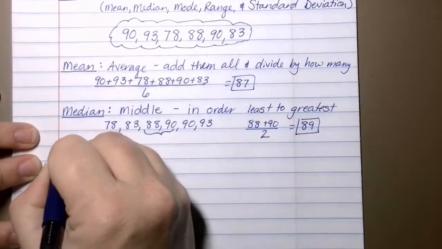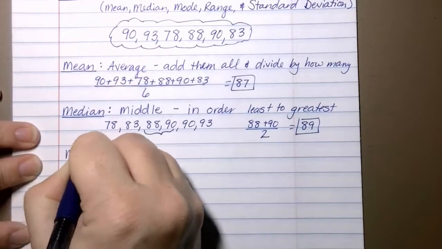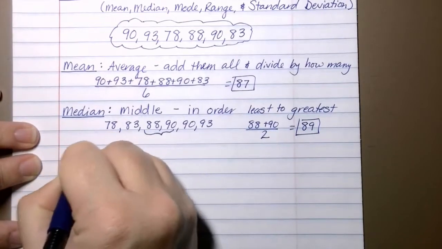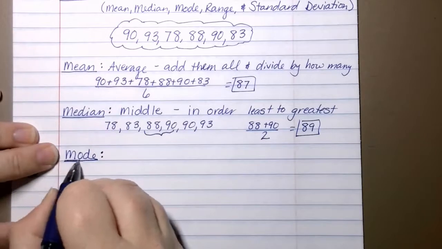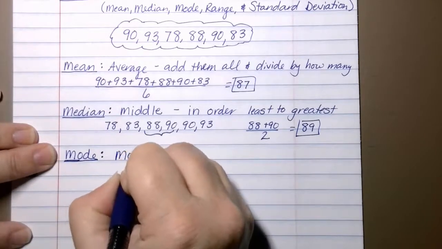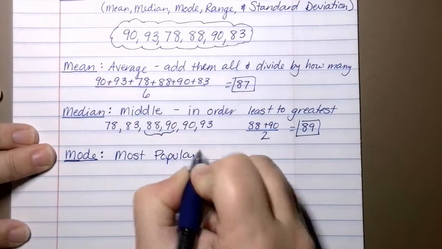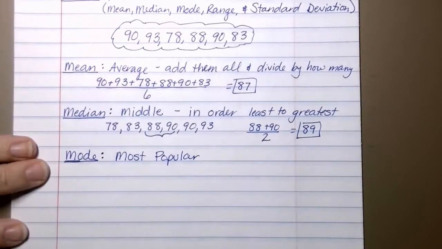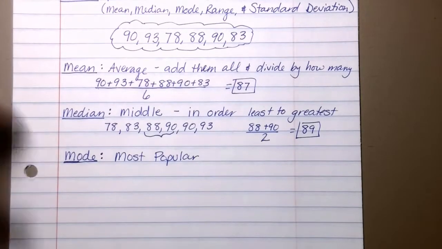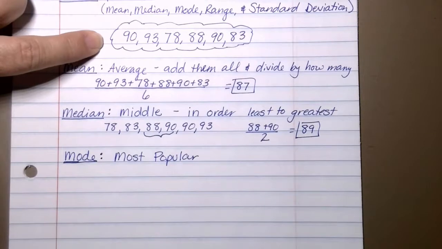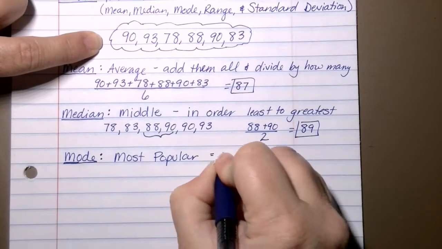On to the next M. What's the next M? Mode. I think of mode as the most popular. I think of mean as the mean one because you actually have to do a calculation. Median, I think about the road because it's in the middle. And mode is the most popular. So what number on my list is the most popular number? 90.